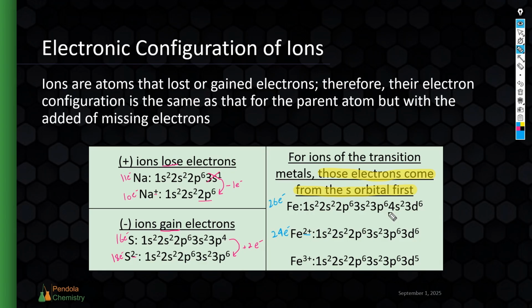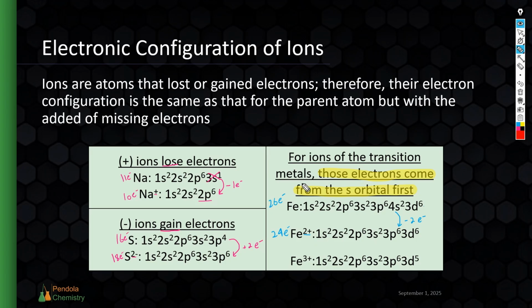And that's where this is important. If we write it in the way that we normally write it, 4s2, 3d6, the 2 electrons that we remove from iron to iron 2 plus are actually going to be removed from the s sublevel. So notice how the electron configuration for iron 2 plus is 1s2, 2s2, 2p6, 3s2, 3p6, 3d6. So we're not touching the 3d sublevel. We're getting rid of the 4s sublevel electrons first. And that is always going to be the case.